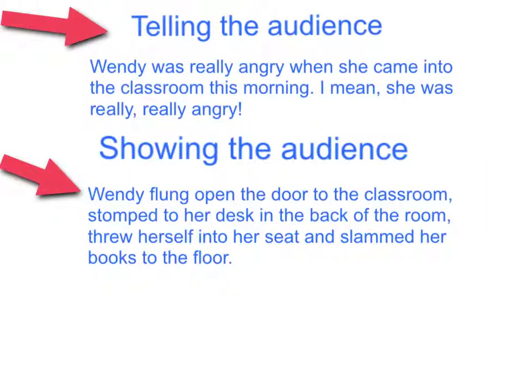Okay, so the first example I'm going to give you today is about a girl called Wendy who's going into her classroom. Now, Wendy's angry. We don't know what about, but what we're going to have a look at is how the two different examples show the audience that Wendy was angry. So the first one is how we would write it when telling the audience how she's feeling. It says, Wendy was really angry when she came into the classroom this morning. I mean, she was really, really angry.